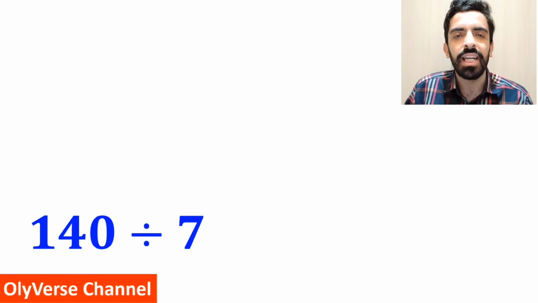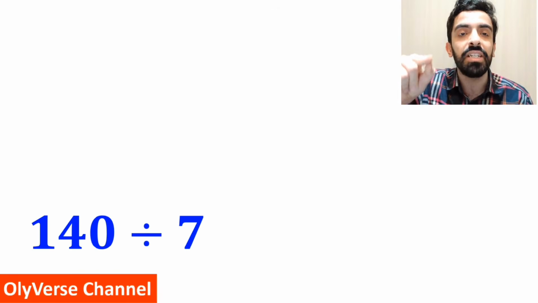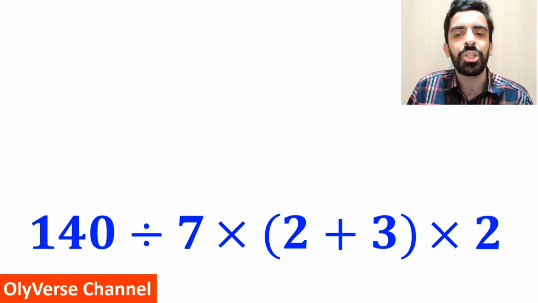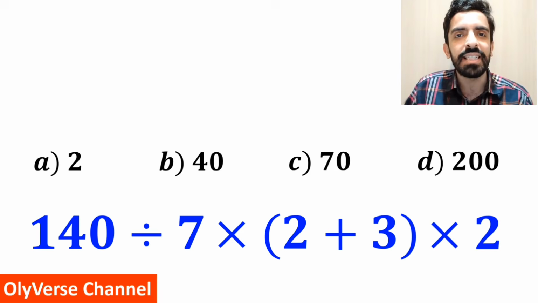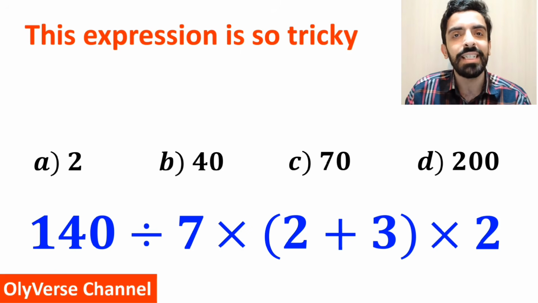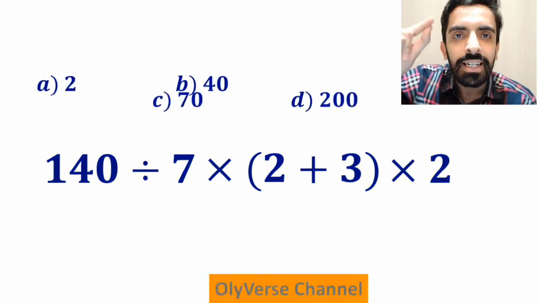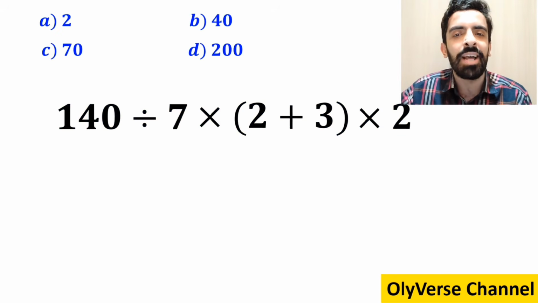What is the value of the expression 140 divided by 7 multiplied by (2 + 3) and multiplied by 2? Which option do you think is the correct answer to this question? This expression is so tricky that 95% of people get the wrong answer. Let's go step by step and solve it together.